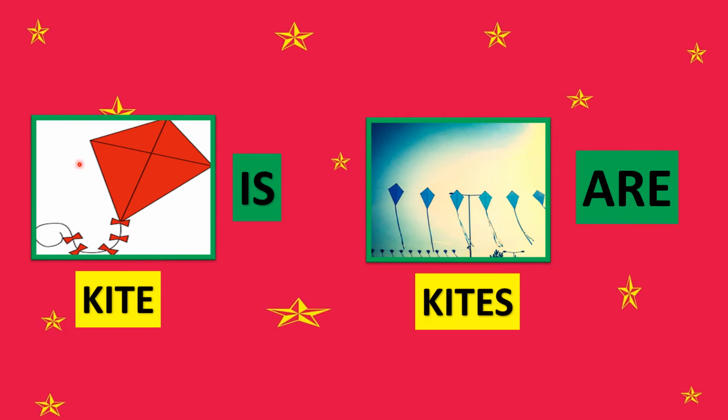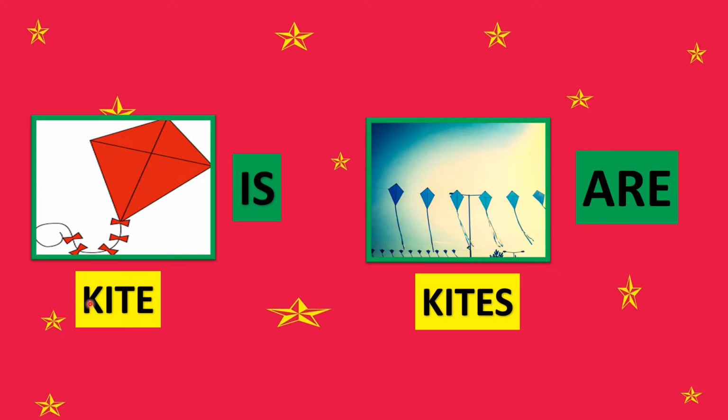Okay. Now let's see one more example. So children, look at these pictures. Again, first look at this first picture. What is this, children? Kite, isn't it? Kite. How many kites are here? You can see only one kite. That's why see, no S. K-I-T-E, kite. Okay? No S.